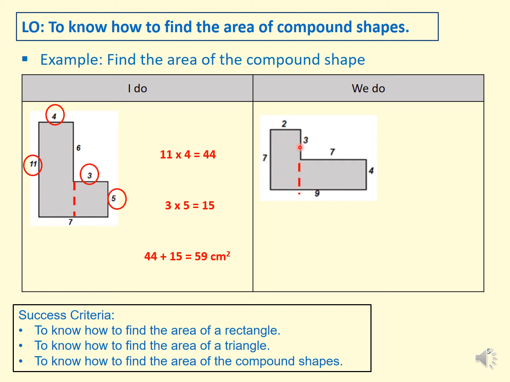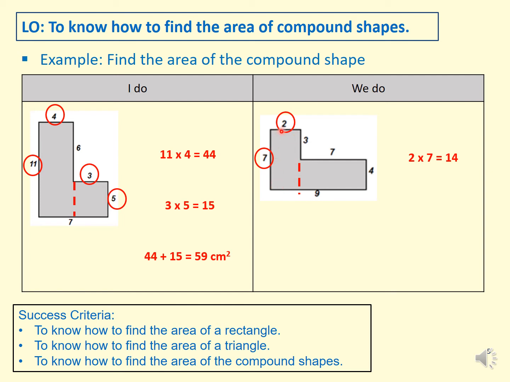So for the first one, for this rectangle, I use 2 and 7, the whole length in here and the whole length in here, and I know the area of a rectangle is 2 times 7, which is 14. I found this area.